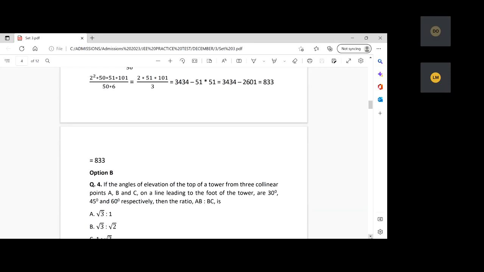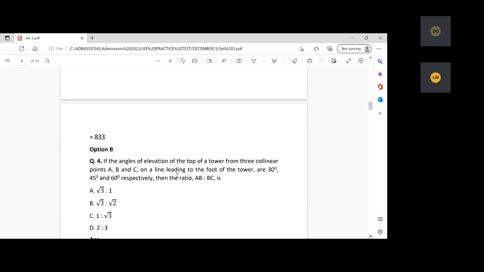So we are moving to question number 4. This is a very simple question. Please give me the answer. If the angle of elevation of the top of a tower from three collinear points A, B and C on a line leading to the foot of the tower are given as 30 degree, 45 degree and 60 degree. So with A, it's 30 degree, B, it's 45 degree and with C, it's 60 degree. You need to find the ratio of AB and BC. So just a single diagram is enough to solve this question.